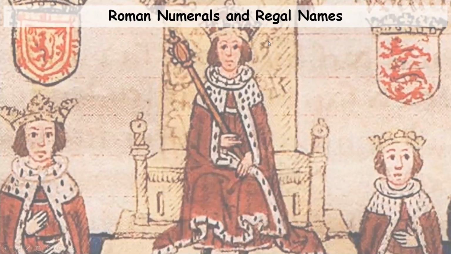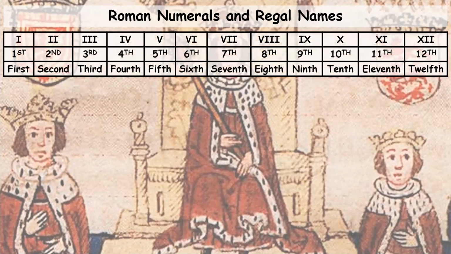As a starter task, we're going to do Roman numerals and regal names. Your regal name is your name for your king and queen. Here you can see on the top line is Roman numerals, I for first or one, II for second, and so forth until you get to XII.